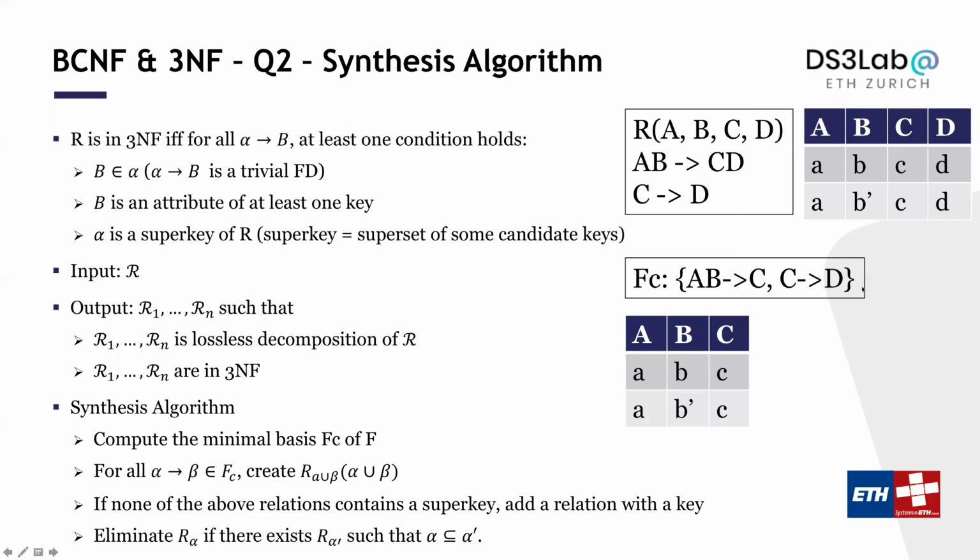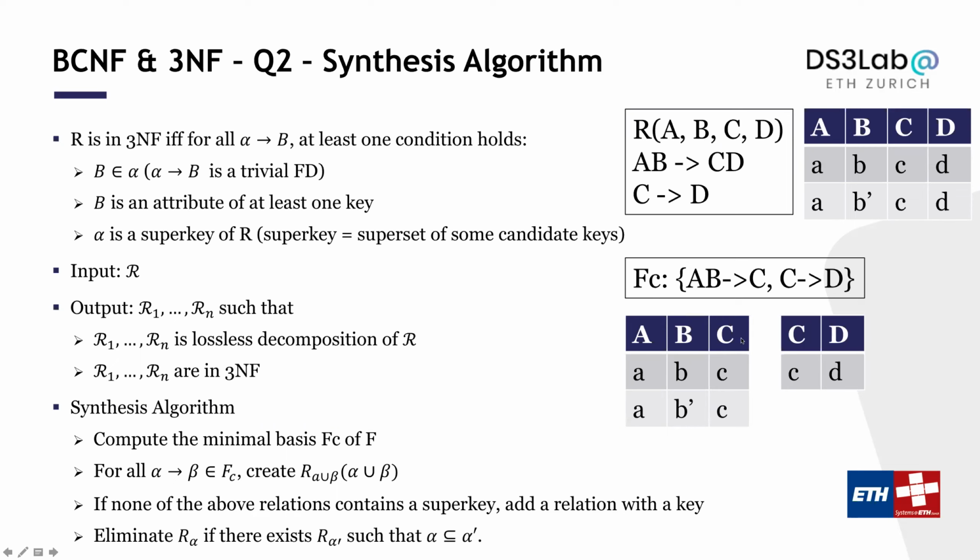And then what I'm going to do is take each of the functional dependencies in the basis. I will create one relation for each of those functional dependencies. If I take AB to C, I'm going to have one relation containing ABC, the three attributes. If I take C to D, I'm going to have another relation with two attributes, C and D. And then I'm going to check if some of these relations contain a super key. In this example, the key is AB. So I have one relation here, ABC, that contains the key. So I'm fine. I don't need to add a relation with a key.